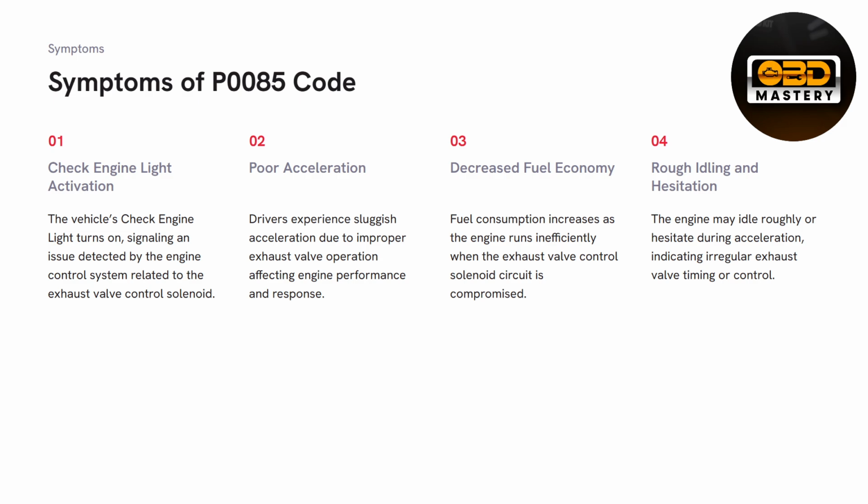Now, symptoms of P0085. Number one, you're going to get a check engine light activation. This is related to the control system, related to the exhaust valve control solenoid. Number two, you're going to have poor acceleration. Any sluggish or improper exhaust valve operation may cause sluggish acceleration. Number three, decreased fuel economy. Fuel consumption will decrease, and you'll notice more trips to the gas station than usual.